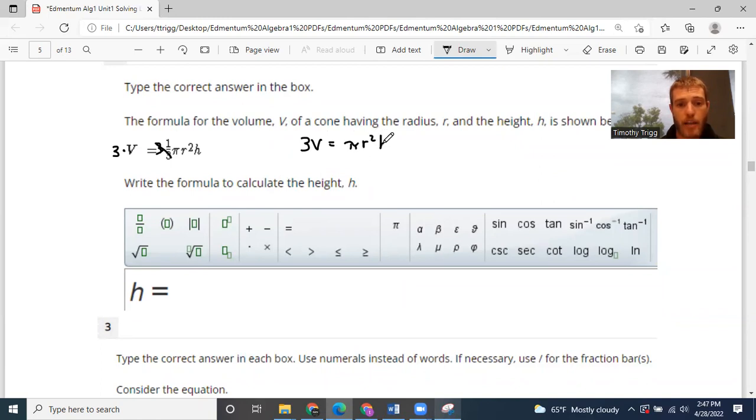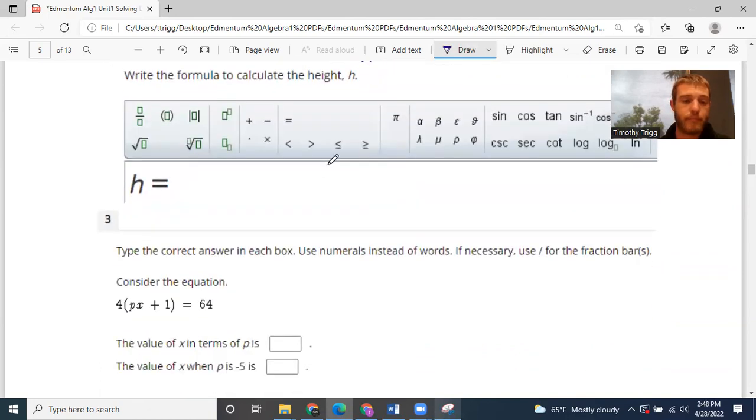So we have 3V equals pi R squared H. Now see how these are all kind of just mushed together? That means they're all multiplied. So in order to get H by itself, we divide by pi R squared on both sides. That'll give you H by itself.